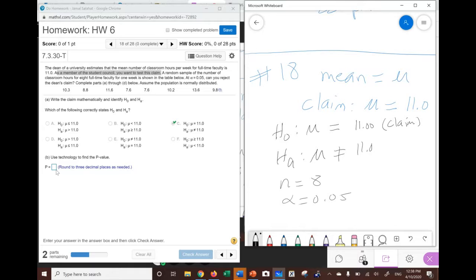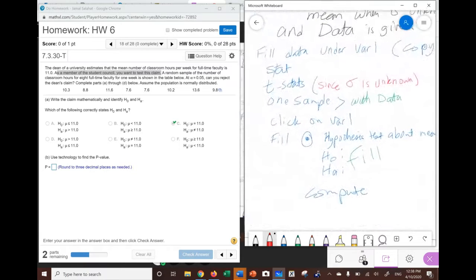We need to find the p-value, and then compare the p-value to alpha to decide if we're going to reject H naught or fail to reject H naught. So how do we get the p-value using StatCrunch? Here are the steps. Notice that when we read the problem, sigma was never mentioned. Sigma is the population standard deviation, and it is unknown because there is no mention of it anywhere in the problem. So we follow those steps.